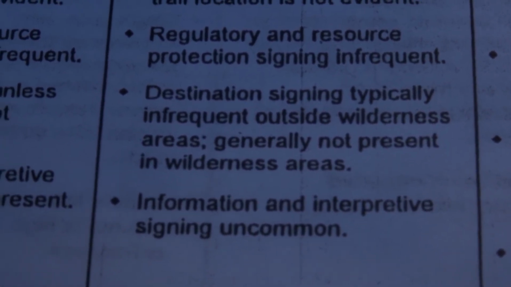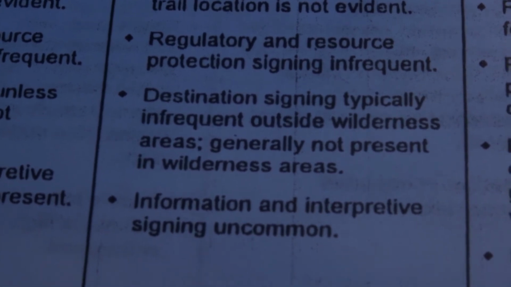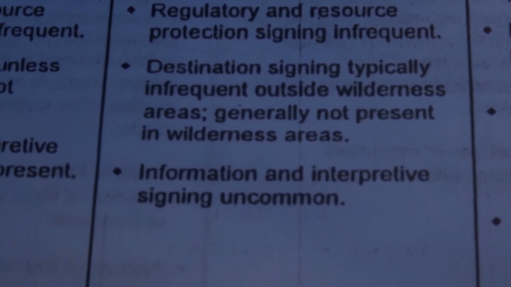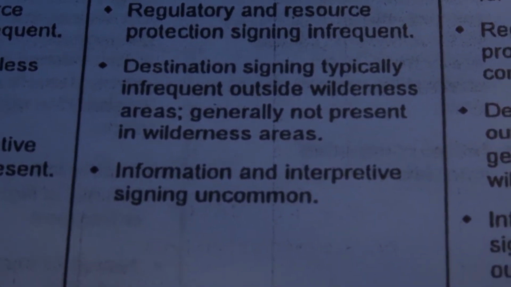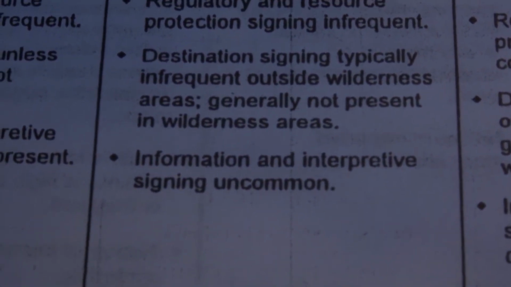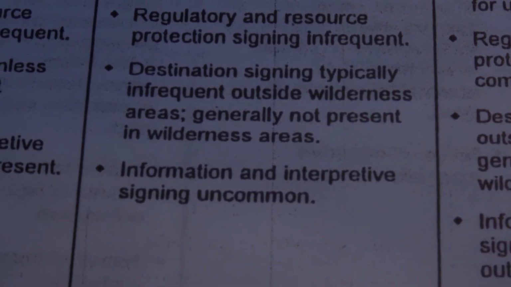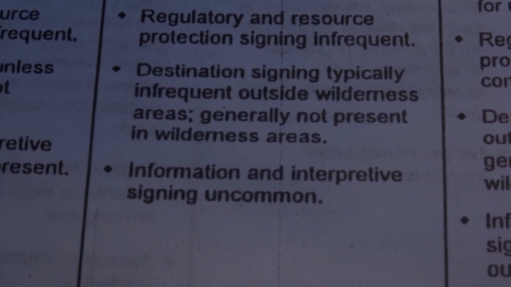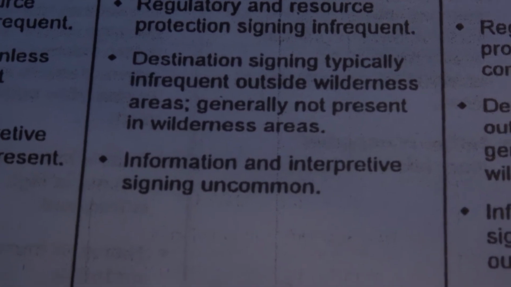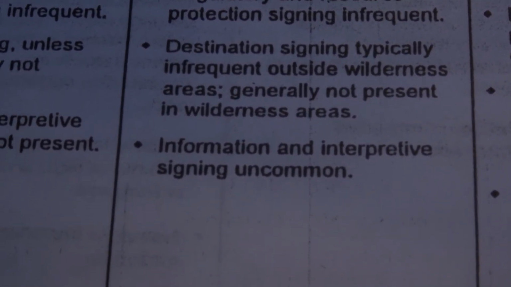Regulatory and resource protection signs were infrequent. They were just back at the trailhead and at a previous junction. Designation sign was infrequent. Outside wilderness. This is outside wilderness. And now there was no summit sign at Patsy Marley. There were no signs at the pass. Information interpretive signing was only at the parking lot.